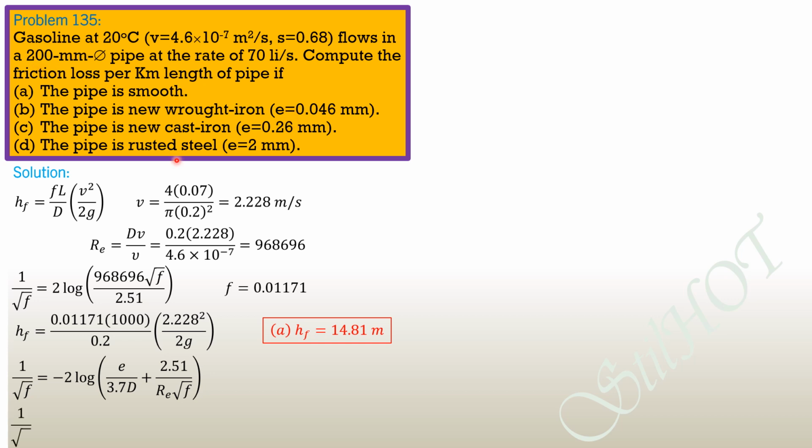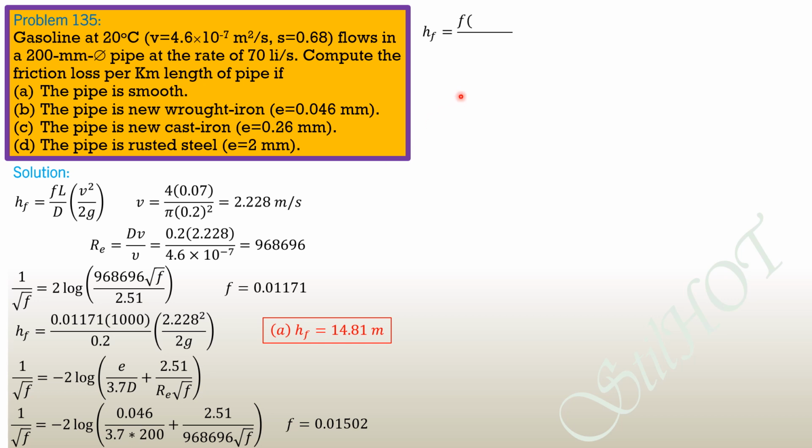So 1 over square root of F equals negative 2 log of quantity 0.046 over 3.7 times 200 plus 2.51 over 968,696 square root of F. From here, using your calculator, F is 0.01502, which is relatively low also. So HF equals 0.01502 times this formula: length over diameter 0.2, velocity head.